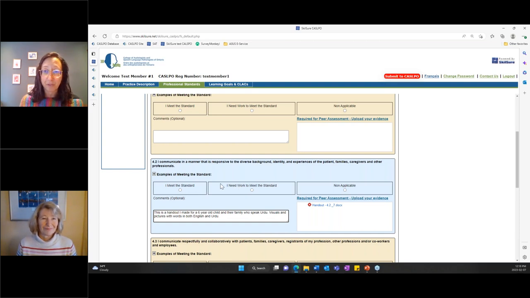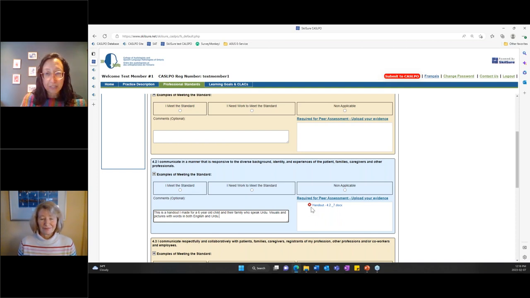Now, let's say you find something you think, oh, this would be even better for the SAT as evidence. You can remove and add something new. Again, as Sarah said, one piece of evidence. We don't want to give our peer assessors too much to look at, because it's a lot of extra work for you, and it's a lot of extra work for them.